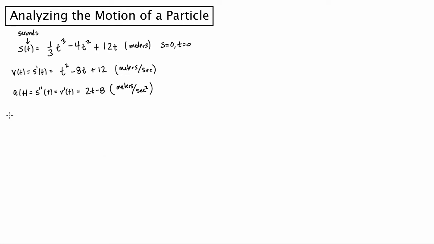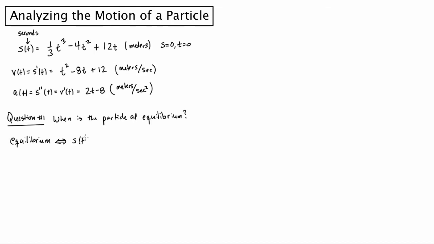There's a couple of questions that I want to ask. The first question, question number 1, is when is the particle at equilibrium? Saying that the particle's at equilibrium is the same thing as saying that it's at its resting place or at its starting place. So equilibrium here implies that we're talking about the values of t for which the position is 0.